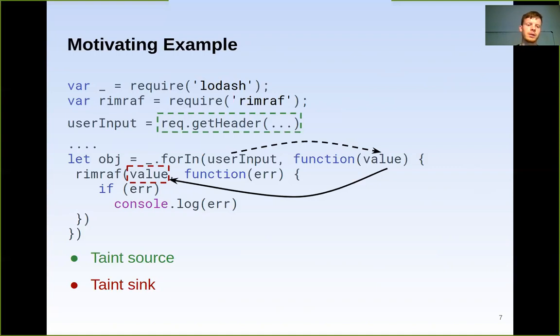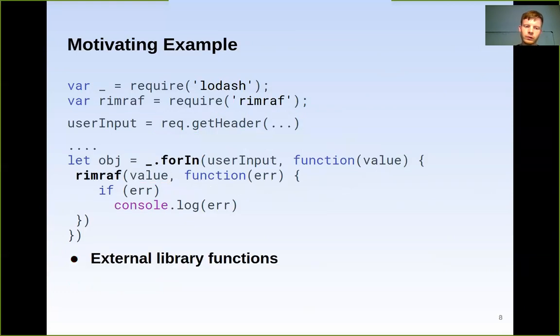rimraf takes a path and a callback and deletes the file or directory of the path. The getHeader method is a taint source, since it reads a header value of an HTTP request that comes from the user. And the first parameter of rimraf is a taint sink, since the value flows into a file system API method for deleting a file or a directory. Therefore, the user can delete arbitrary files on the system by carefully crafting the HTTP request.